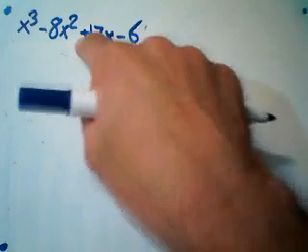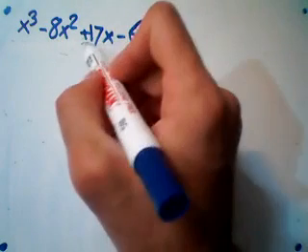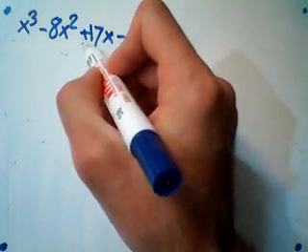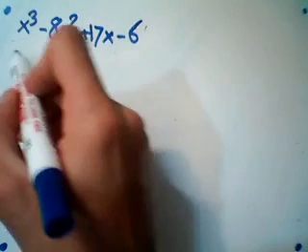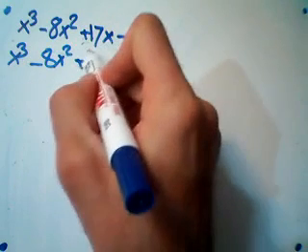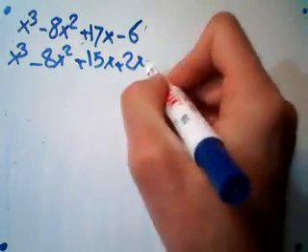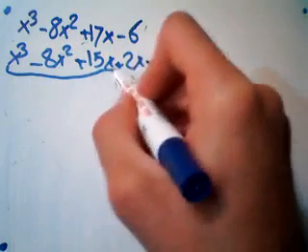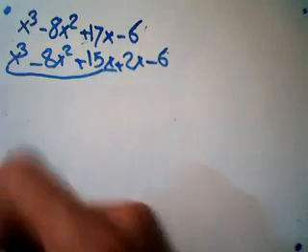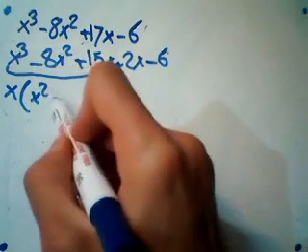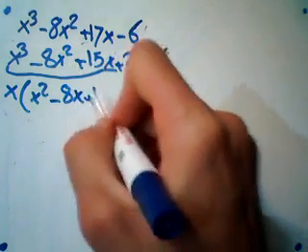Okay, but one way is to write the 17x as, let me write it here, x cubed minus 8x squared plus 17x is 15x plus 2x. This is 17x. This is minus 6. Now, this would be equal to x times x squared minus 8x plus 15.